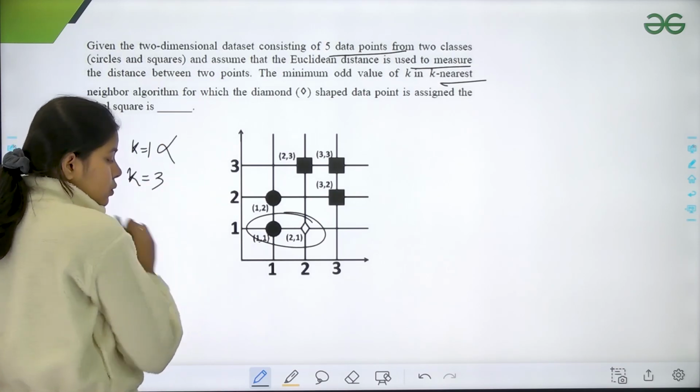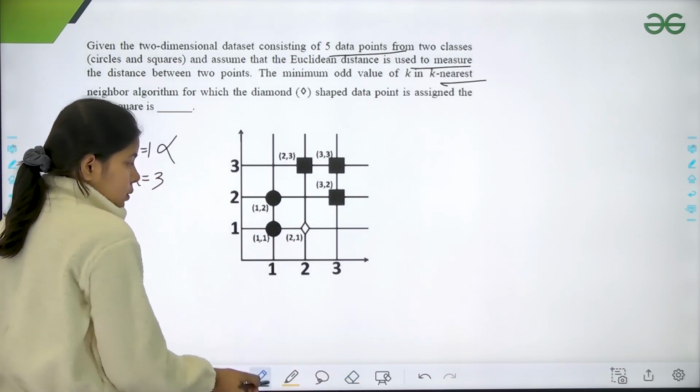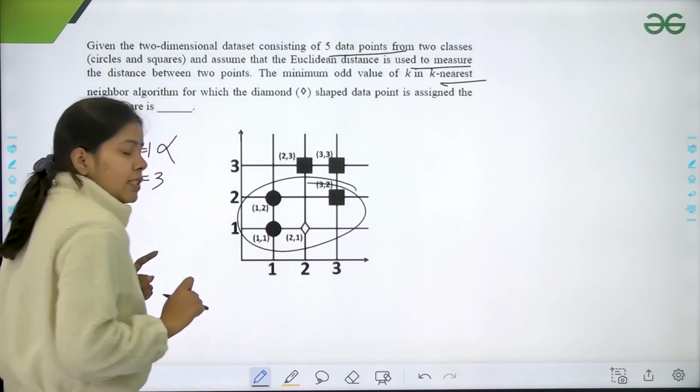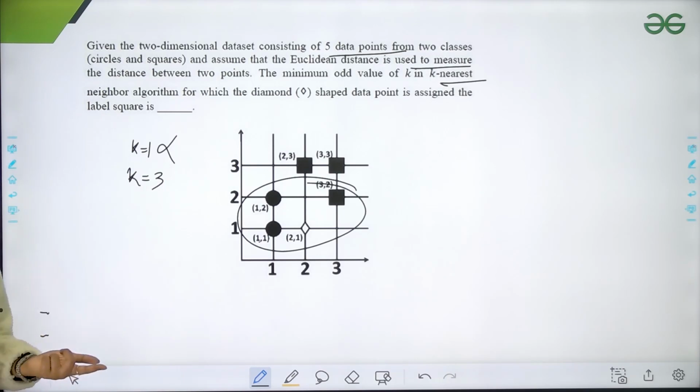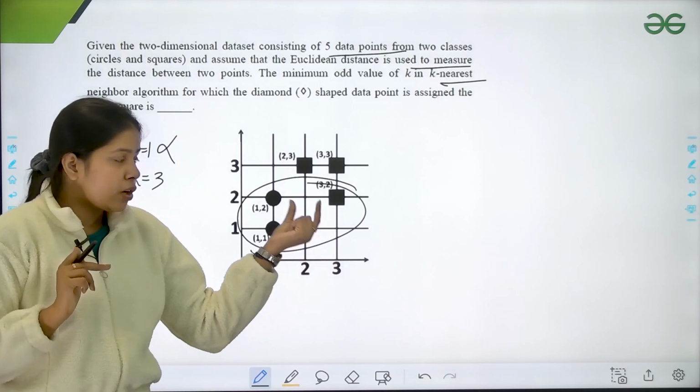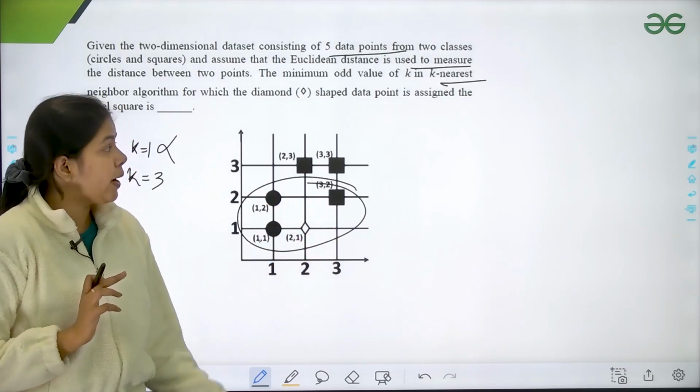If I take k is equals to 3, then this is the nearest, this is the nearest, this is the nearest. So it would take these 3 points, right? Then the next thing would be, taking these 3 points, I'll count the number of circles and the number of squares, right?